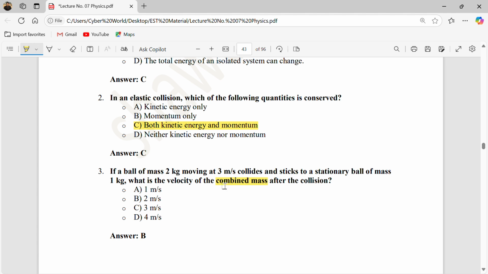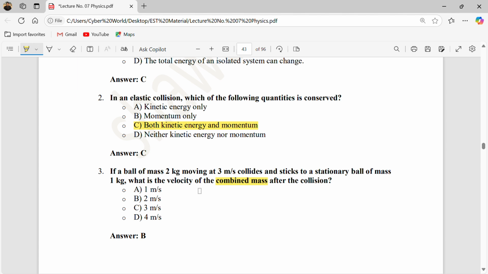So after collision, you have to use the combined mass. After collision, you have to use m1 plus m2, in brackets, multiplied by v. So how can you get it? The formula we use is m1 v1 equals m2 v2. m1 is 2, v1 is 3, 3 twos are 6. So on the left-hand side we have 6, and on the right-hand side we have m1 plus m2 multiplied by v2.